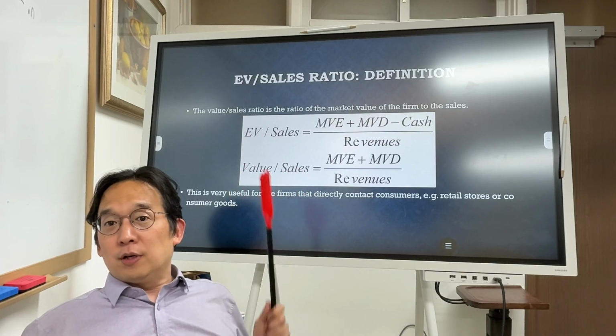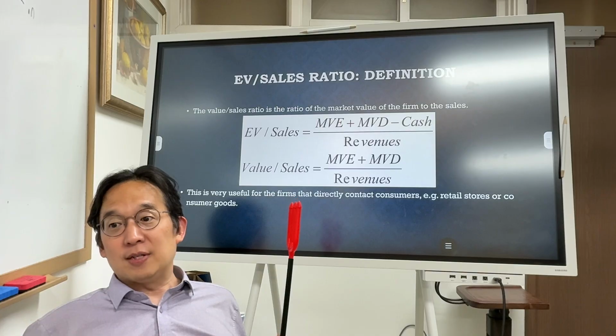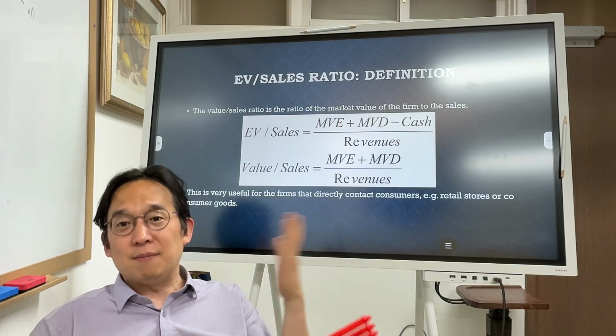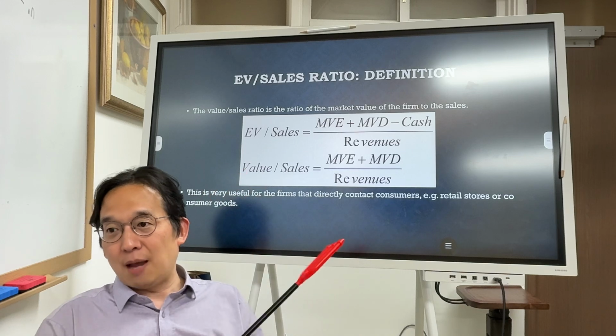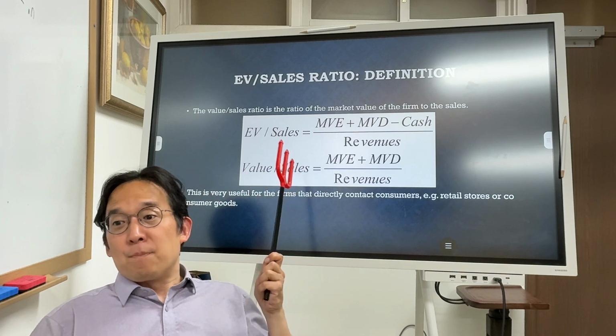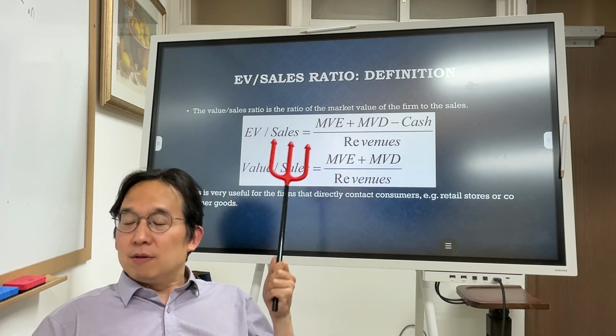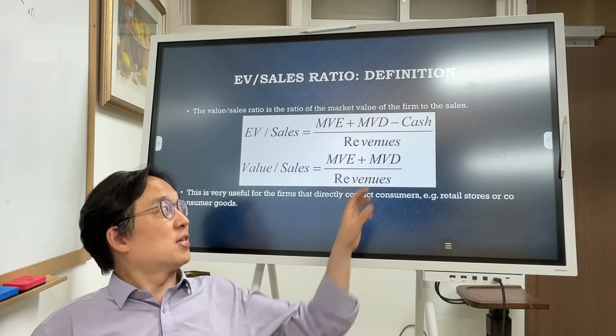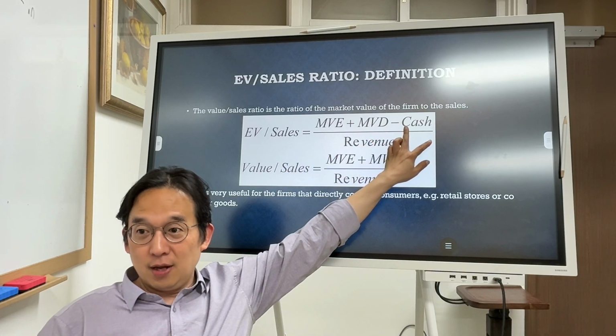So the denominator is the same in the sense that it is the sales number or revenues. That's the same thing, okay? Same vocabulary. The numerators are different, okay? Slightly different as much as cash is concerned, okay?